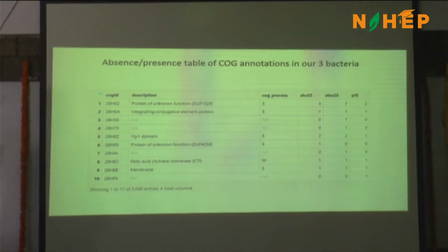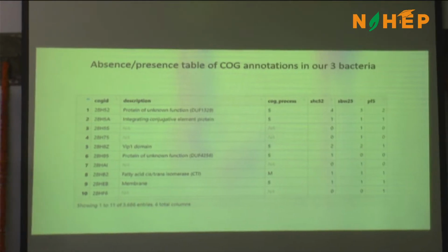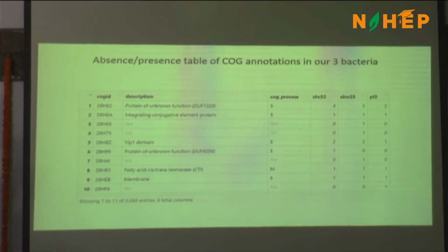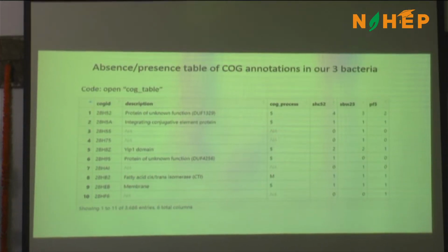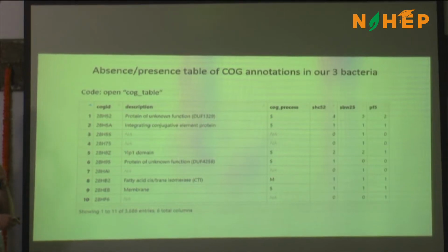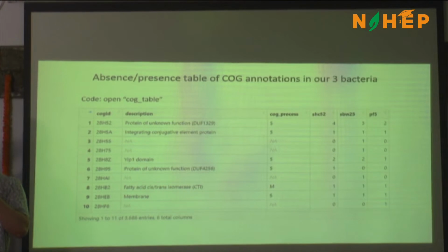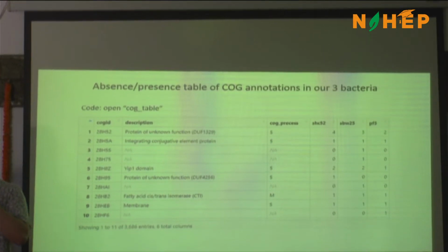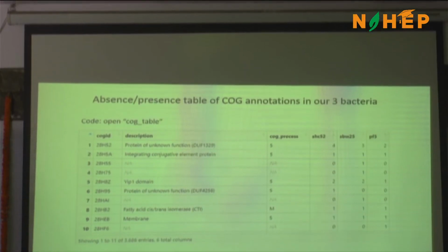So now, you remember these tables with 0s and 1s. This is the equivalent for our analysis. We have an absent-present table of these COG annotations in our 3 bacteria. If you go to the code and open the COG table, up in the right you will find a variable called COG_table. Just open it, and it will open the table, okay? This table.